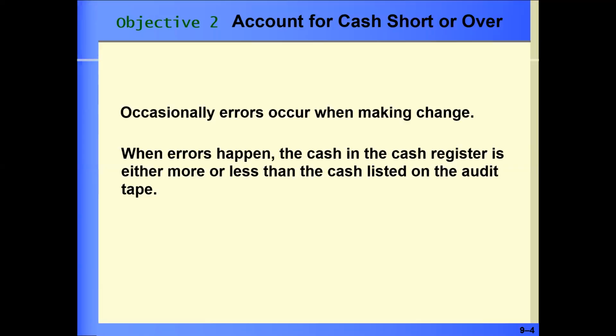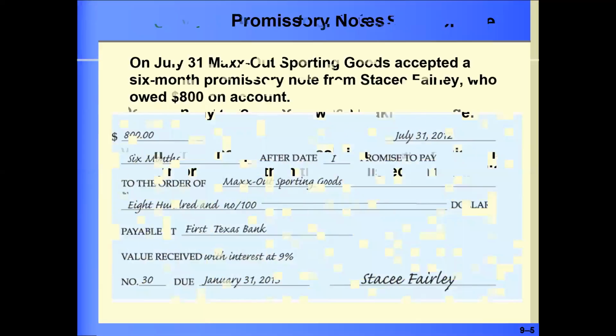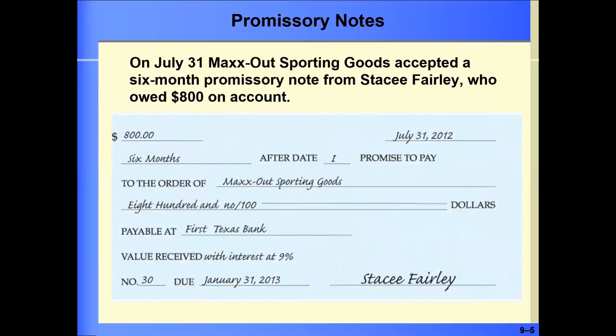Right. Now, human errors do occur. So what happens when you do that? And we're going to see how this shows up in the cash drawer in the cash register in a minute.